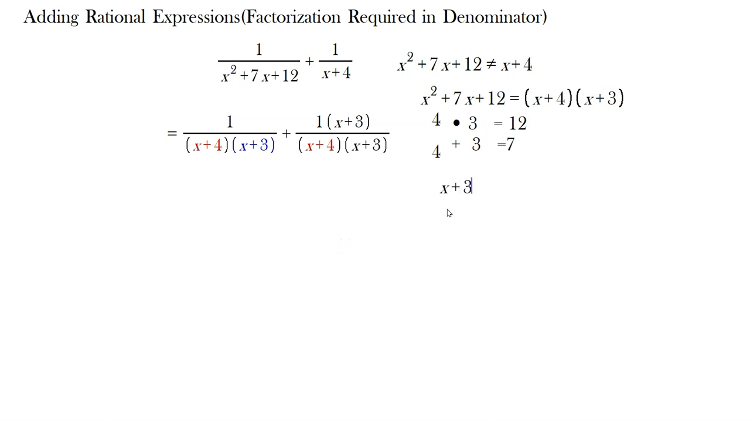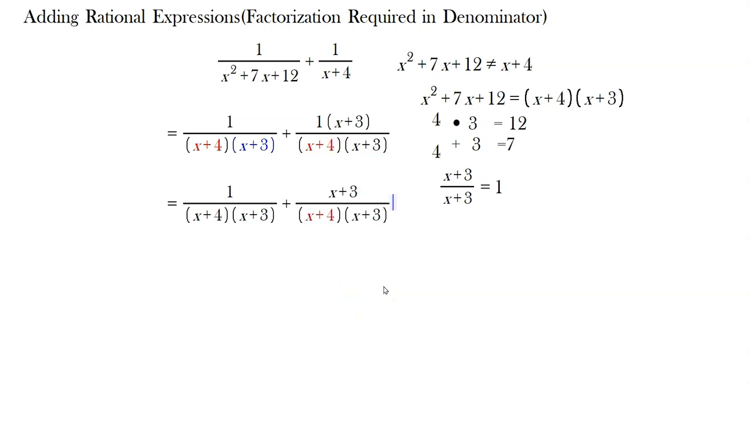Now remember that x plus 3 divided by x plus 3 is a form of the number 1. That is why that is allowed. And then you carry it out from here. So it's going to be 1 divided by that x plus 4 and then x plus 3 plus distribute this one over to the x and the 3 individually. So it's going to be 1x, which is just x, and 1 times 3, which is 3. So you end up with x plus 3 in the top divided by x plus 4 times x plus 3 in the bottom.